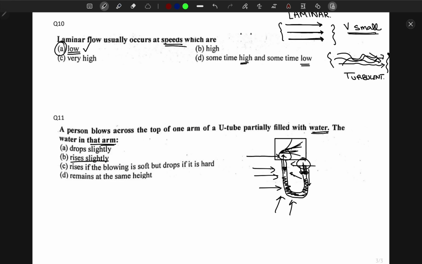Of course, it would not drop, and the option that it rises if the blowing is soft but drops if it's harder makes no sense according to the concept that I explained. It doesn't matter how hard or soft you blow. All you have to do is create a bit of vacuum over here, which would cause this pressure difference to push this liquid or water upwards in this tube. Remains at the same height? Well, of course not. So the correct answer is it rises slightly. So that's option B.